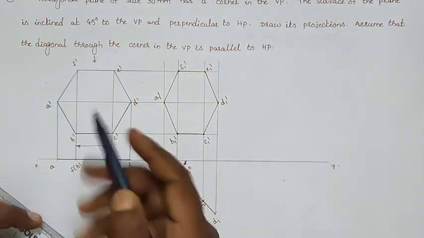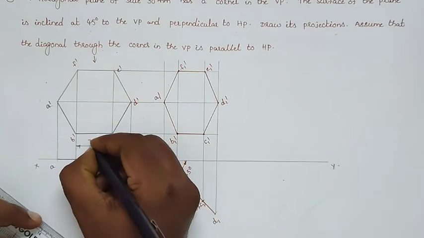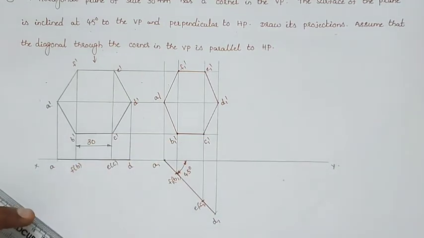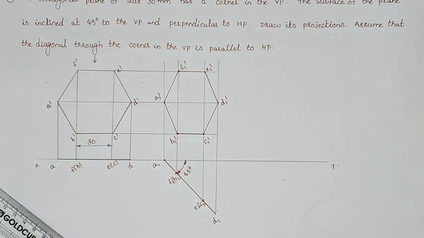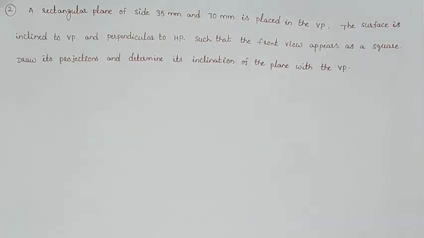So they are giving that the side of the hexagon should be 30. Like that they are asking, they are drawing the problem. A rectangular plane. The type of the plane surface is a rectangular plane surface of side 35 mm and 70 mm, placed in the VP. That means the side is placed in the VP.